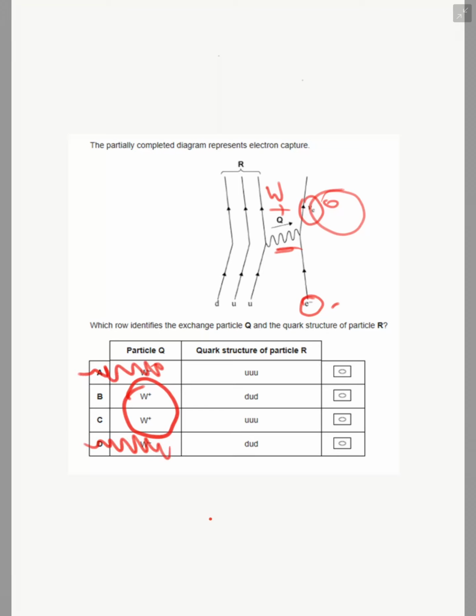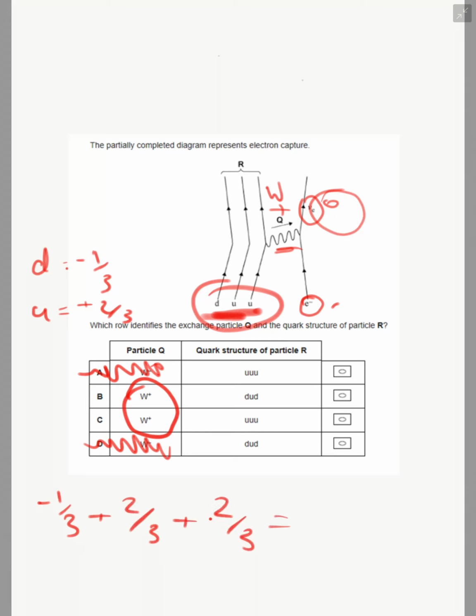And then with the quark composition, you've got your down, which is equal to -1/3, and your up, which is equal to +2/3. So this guy is -1/3, +2/3, +2/3, which equals 1, which obviously means it's a proton. Now, if it's losing its positive charge, it's going to be going to down, up, down. So therefore, the answer is B.